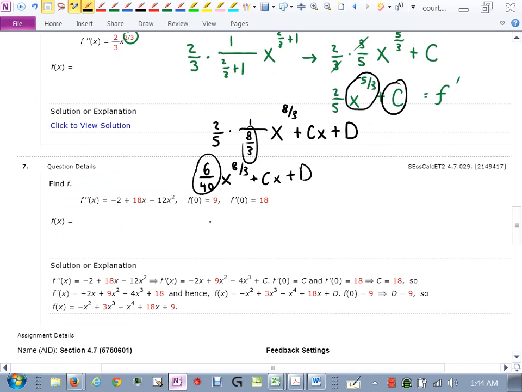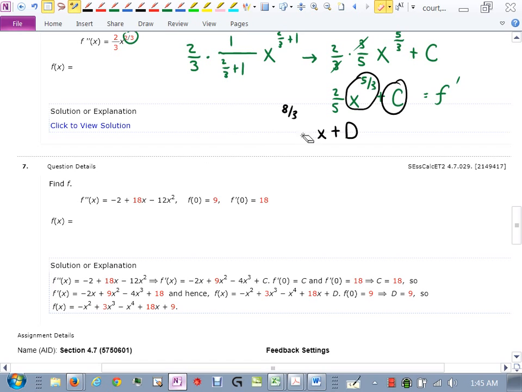Okay, on number 7, I will have to clean this out of here. Give myself some room. Okay, so we have to do the antiderivative. We start here. I'm going to do the antiderivative one time.